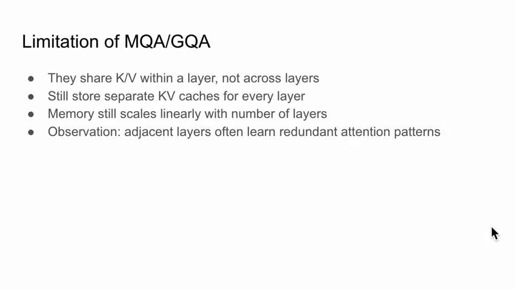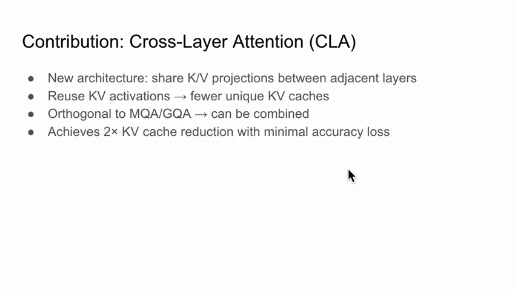Even though MQA and GQA reduce KV size within a layer, they still require separate KV caches for every transformer layer. The authors noticed that attention maps between nearby layers are often similar, so why not share KV across layers too? So the core idea is simple. Extend the sharing dimension from across heads to across layers.